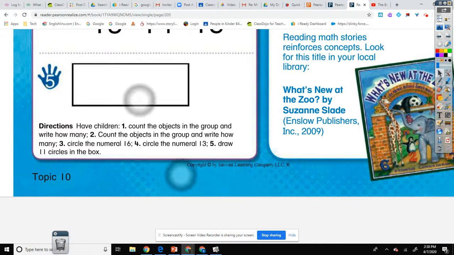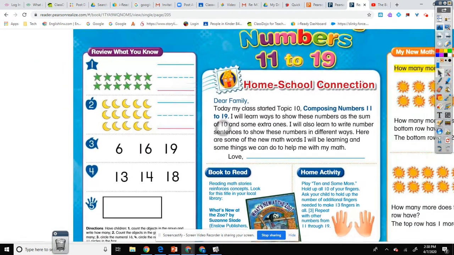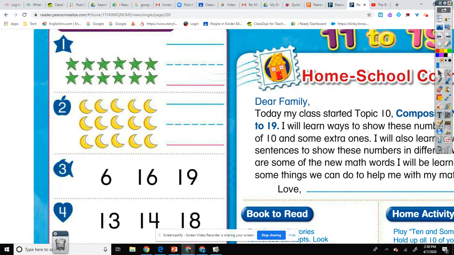Next one says, count the objects in the group and write how many. So, number 2, count the objects in the group and write how many. 1, 2, 3, 4, 5, 6, 7, 8, 9, 10, 11, 12, 13, 14, 15. 15. All right. If I go too fast, you can rewind and do it again. All right, let's go to number 3.